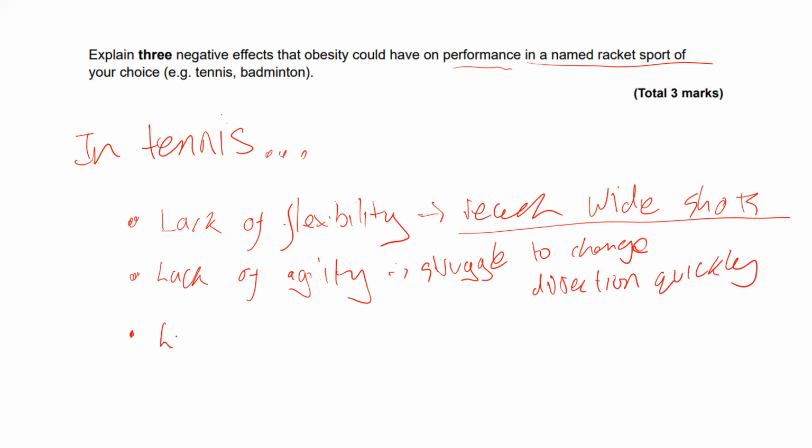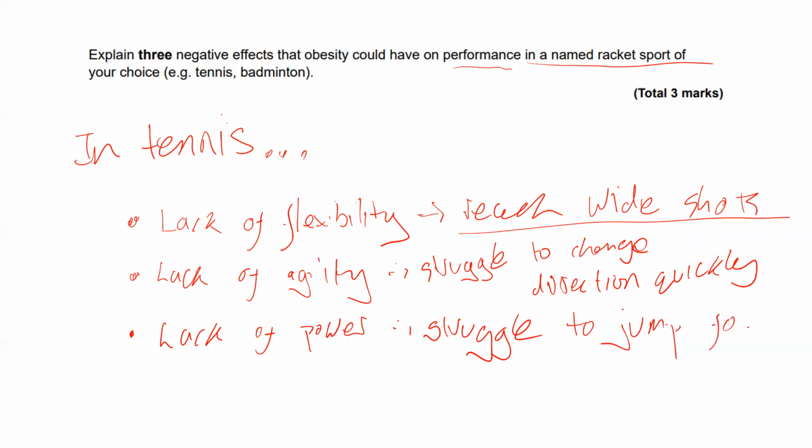And finally, maybe a lack of power. And again, always link power to what type of movement? To jump for high shots. Okay, so you're given a reason. A lack of flexibility in tennis will cause me to struggle to reach wide shots. Lack of agility will mean there's a struggle to change direction quickly, and a lack of power would lead to a struggle to jump for high shots.